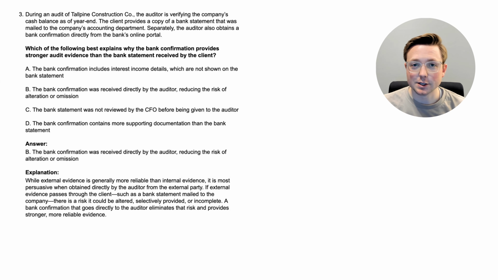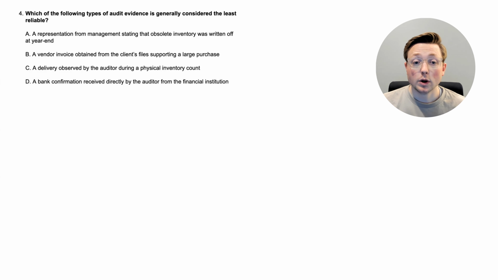Now let's go to the next question. All right, here we are at question 4. Which of the following types of audit evidence is generally considered the least reliable? Okay, let's walk through the options. Option A, a representation from management stating that obsolete inventory was written off at year end. Option B, a vendor invoice obtained from the client's files supporting a large purchase.